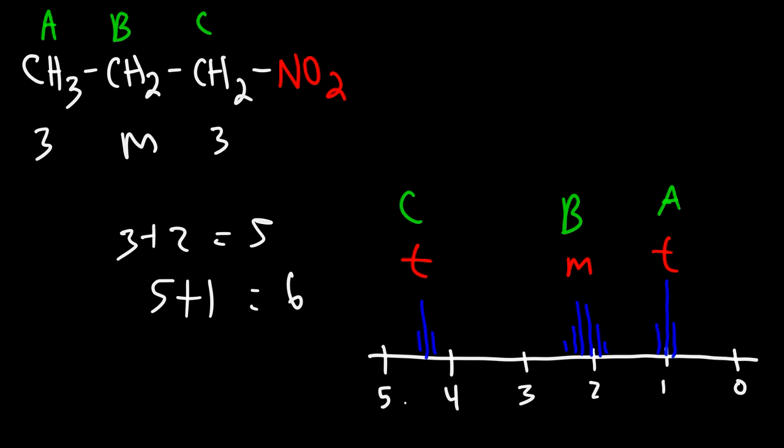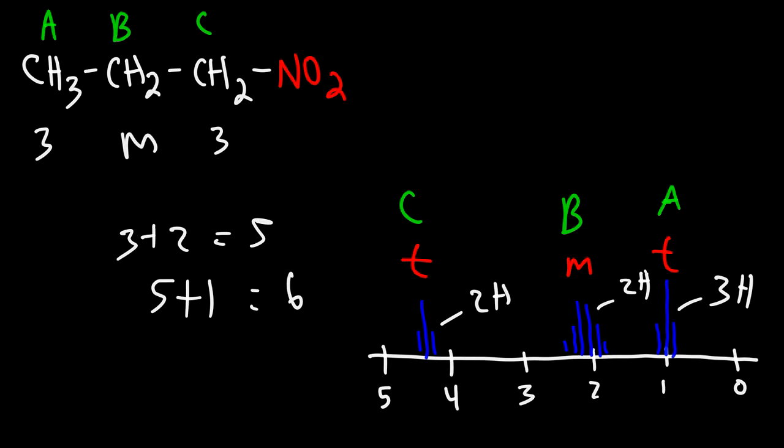And so this corresponds to 2H. Let's see if I can put it up here. And this corresponds also to a 2H. And this corresponds to a 3H. So that's how you could use multiplicity to basically match up the protons with the signals that we see in the corresponding H NMR spectrum.